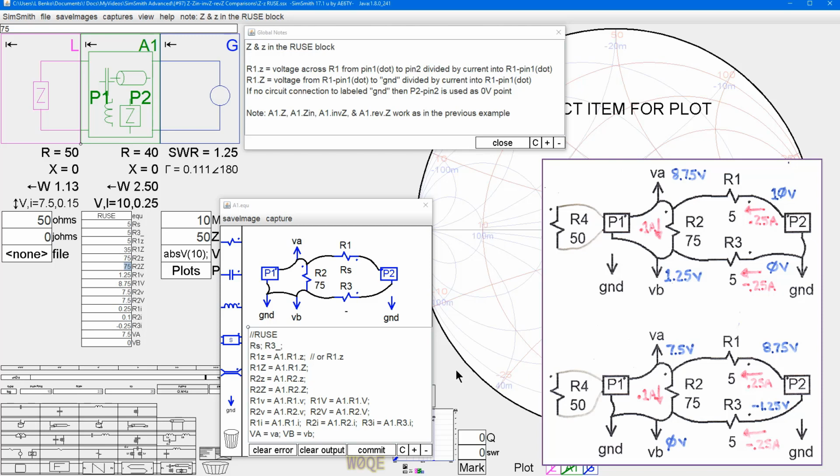Anyways, this is all I really wanted to discuss in this video, but there's several different ways to look at impedance in SimSmith, and of course you can do it yourself via formula anytime you want. You can take any voltage at any place in the circuit and any current that flows into that point in the circuit and calculate an impedance directly.